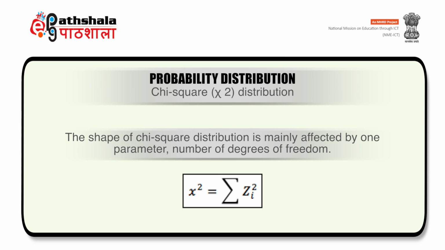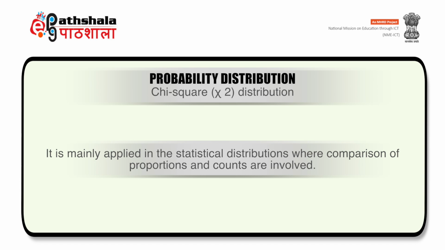As you are seeing on your screen, the shape of chi-square distribution is mainly affected by one parameter, the number of degrees of freedom. It is mainly applied in the statistical distributions where comparison of proportions and counts are involved.